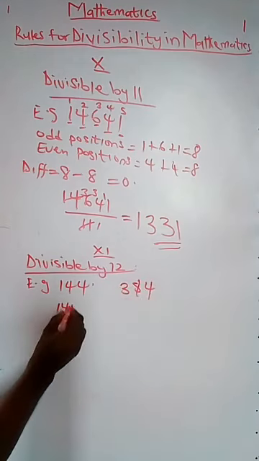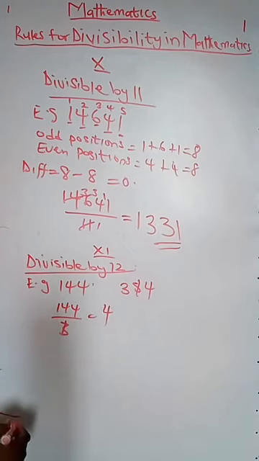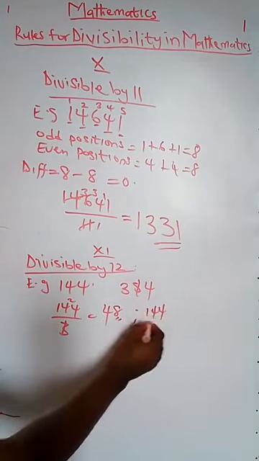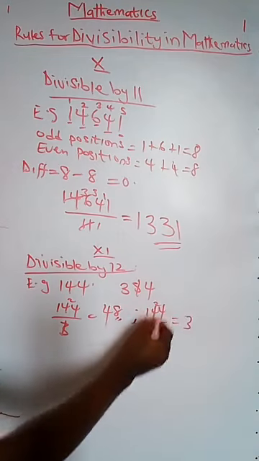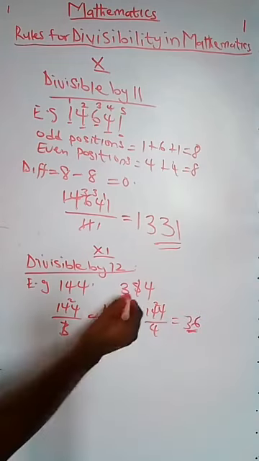144. Let's go with 3 first. 3 in 12, 4. Right? Remainder 2. 3 in 24, 8. So that is easy. Let's look at 144 and 4. 4 in 14, that is 3. Remainder 2. 4 in 24, 6. Right? So 3 and 4 can divide 144.